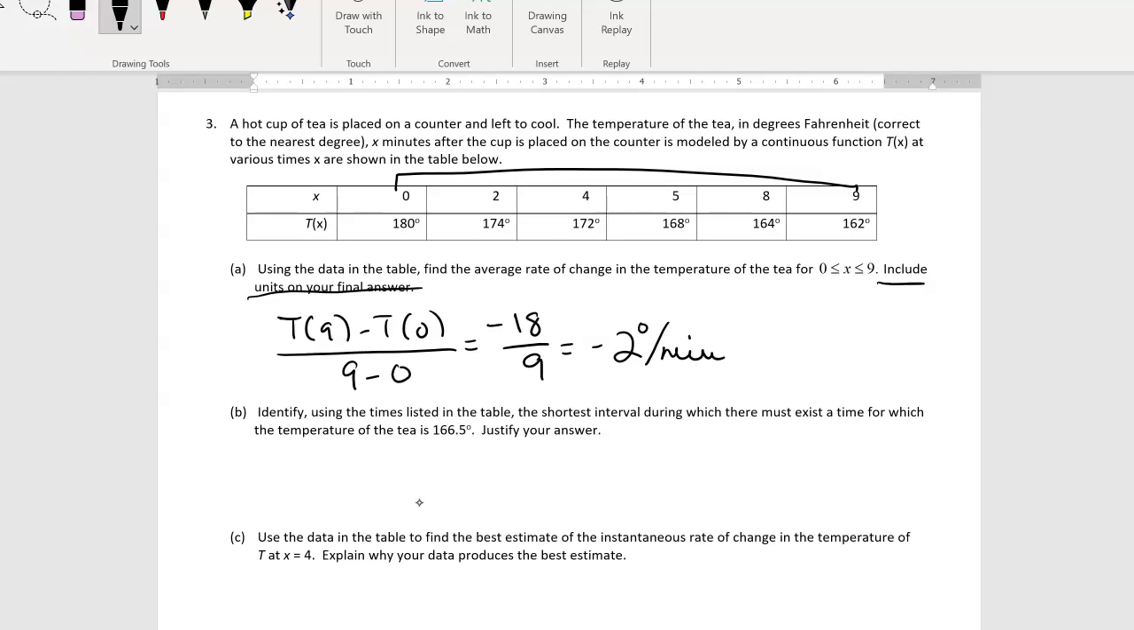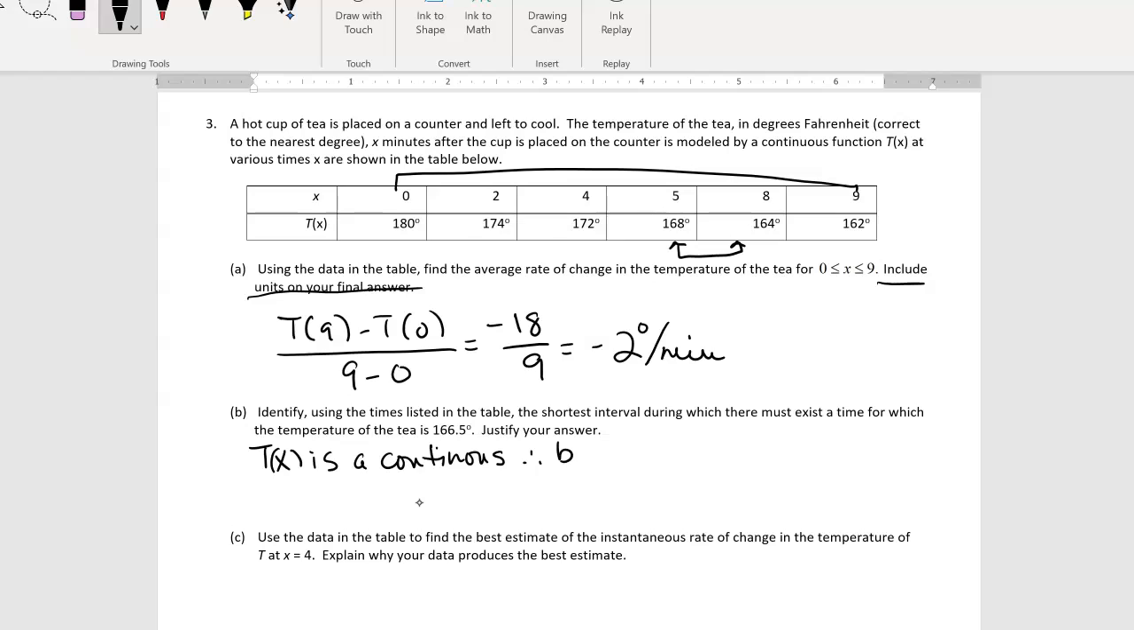Again, using the times listed in the table, what's the shortest time interval to where there must be a temperature of 166.5? And it looks like it would be between 5 and 8. And most of you recognized that. But let's talk about what else you have to recognize. First of all, you have to say that T of x is a continuous function. And how do you know that? I didn't say it, but let's think about tea cooling on a counter. Could it possibly hop over one time or one temperature to get to another one? No, it is a continuous function.